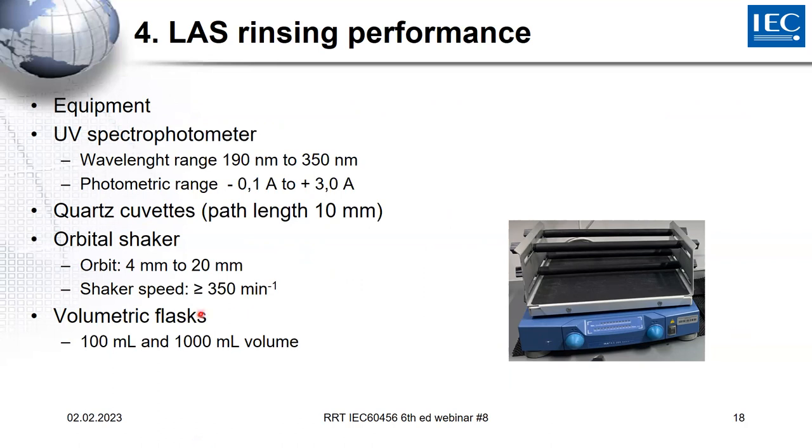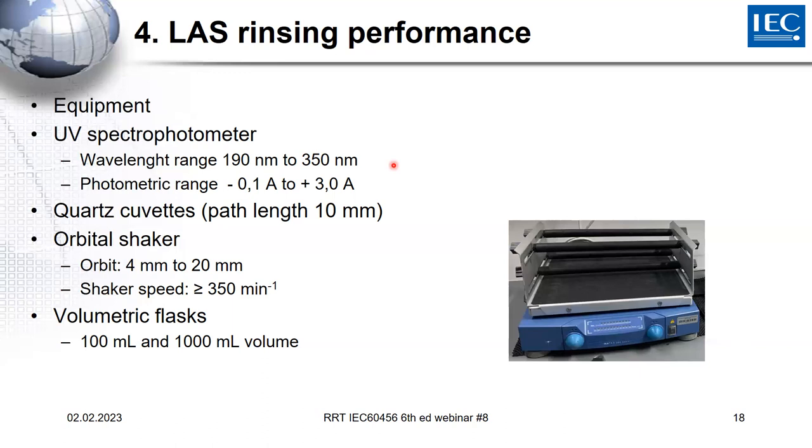The first of all is a UV spectrophotometer. It's not the same as you use for the determination of the washing performance. It's something completely different. You have to take care of the wavelength range. It should go down to 190 nanometers, and should also include 350 nanometers to measure in the range where we want to measure. The photometric range is also given. There are other specifications given in the standard. I have not put it in here. It might be a little bit too long.